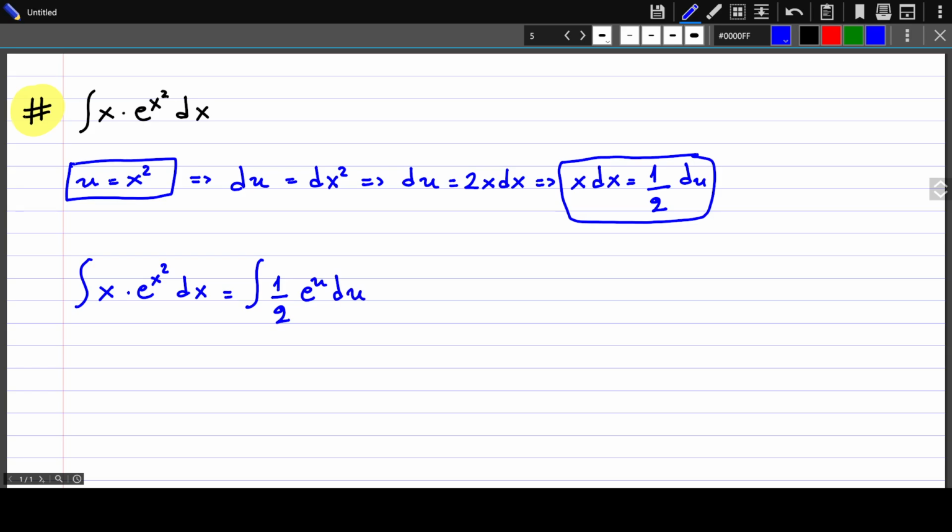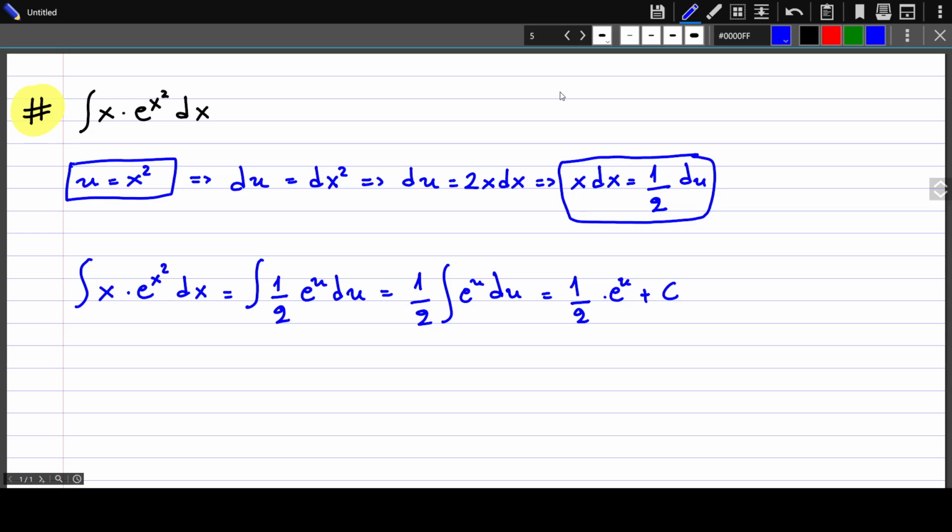Now we see that in this integral over here we only have x's. In this integral over here we only have u's. So one more step over here. Let's get 1/2 outside. Integral of e^u du is equal to 1/2 times e^u. Don't forget the plus c.